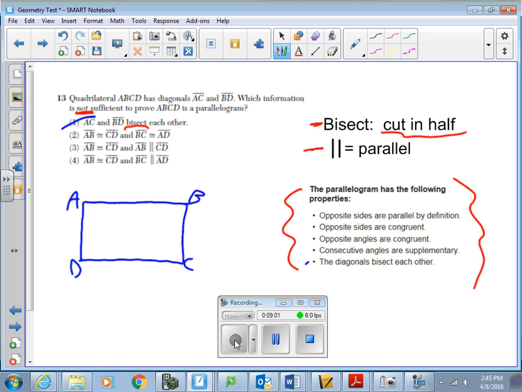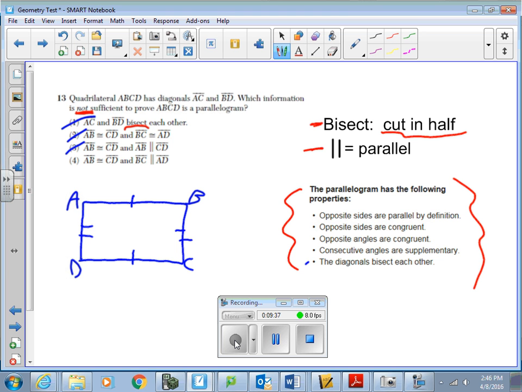And then AB is congruent to CD, and BC is congruent to AD. And that information is also sufficient. What about AB is congruent to CD, and AB is parallel to CD? That again is enough information to prove. If you look at number 4, it says AB is congruent to CD and BC is congruent to AD.